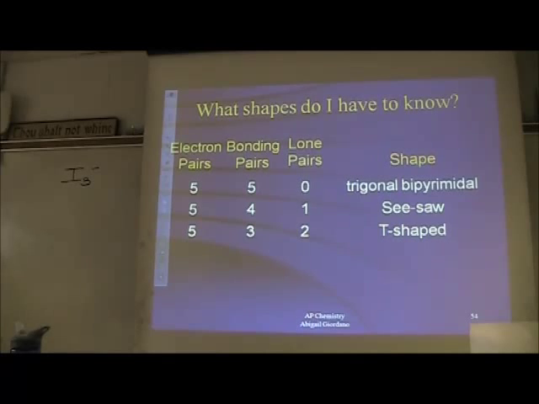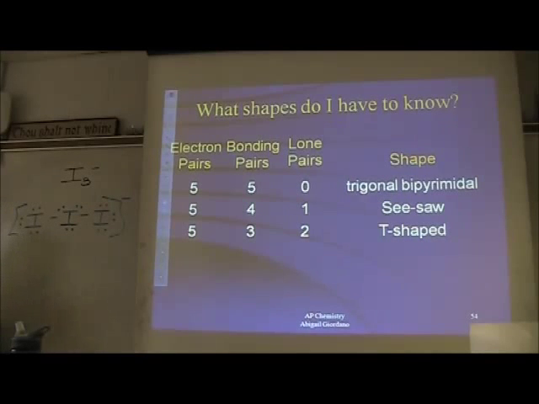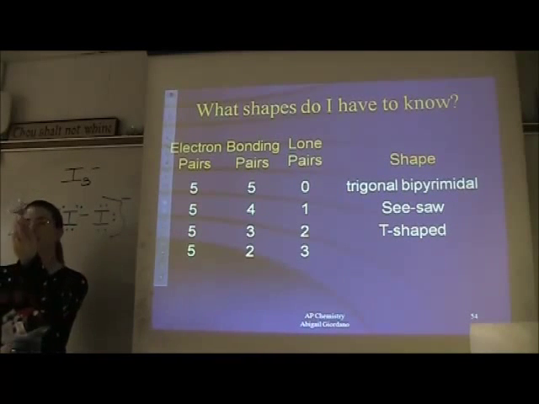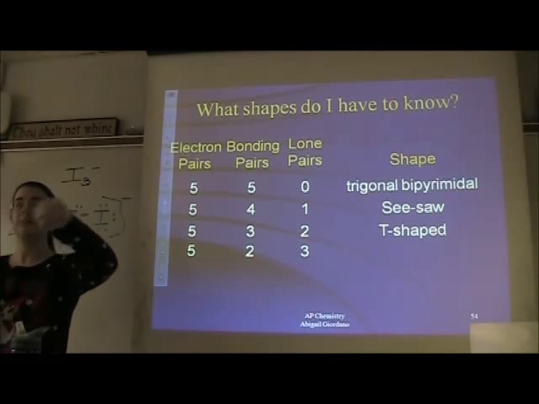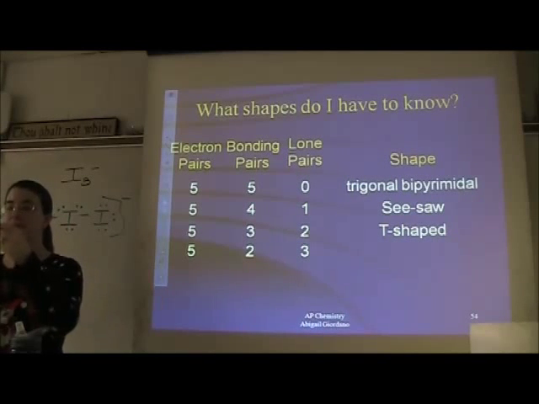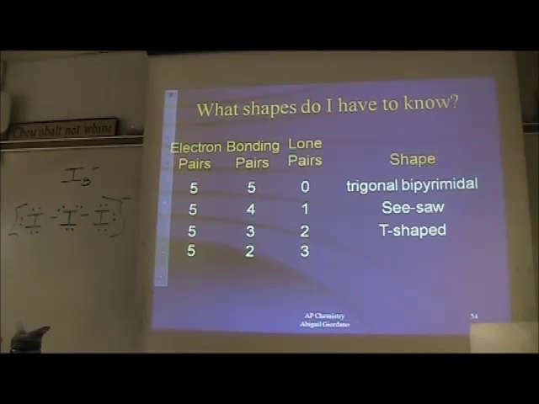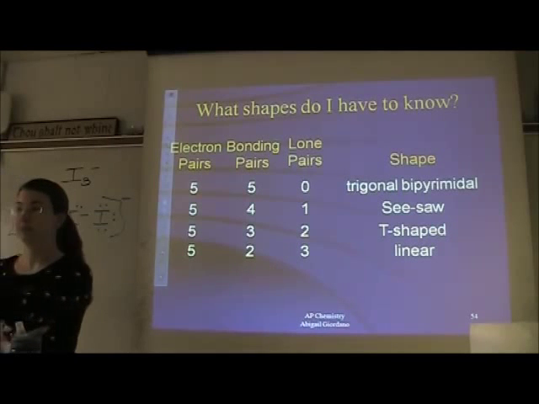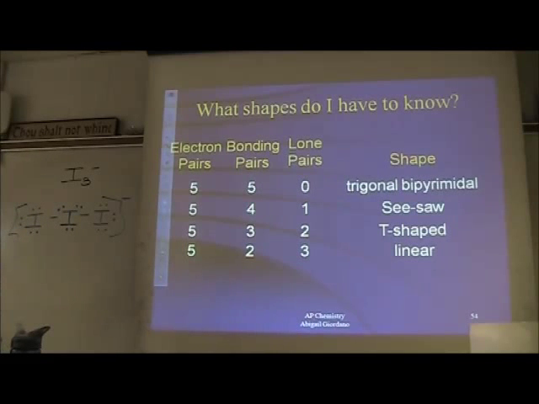Draw that, please. This is the last one in this family. Trigonal bipyramidal. We lost a tail, an arm, and another arm. What is this? It's linear. What's the angle? 180. Exactly 180.